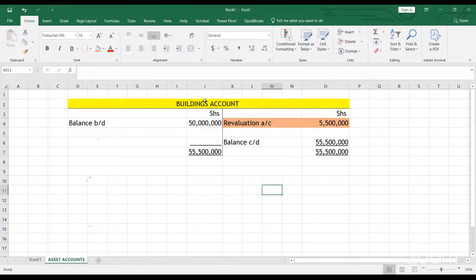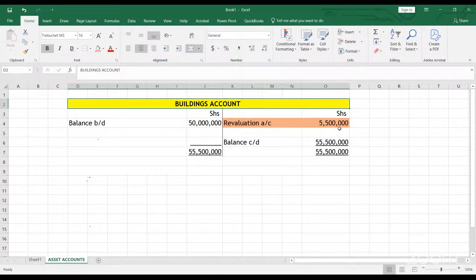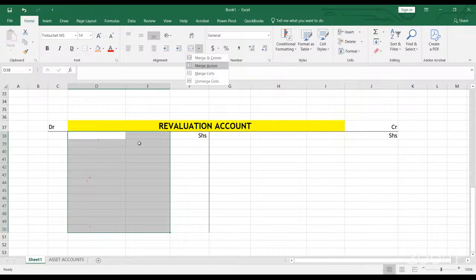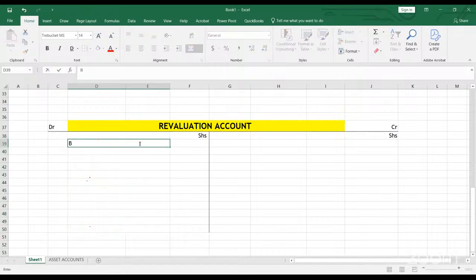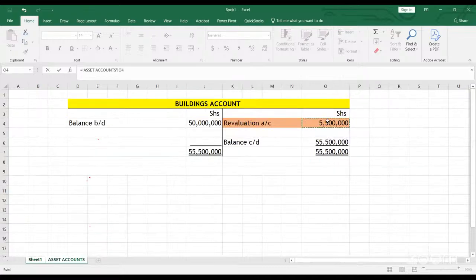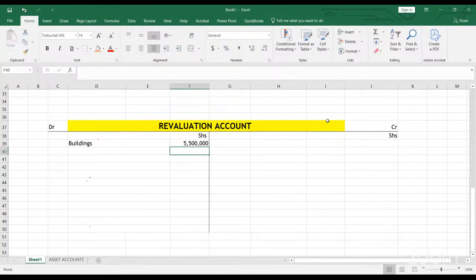So this gain of 5.5, you go and you debit it in the revaluation account. So here we have buildings that have been revalued. You write buildings. They have been revalued upwards by 5.5.